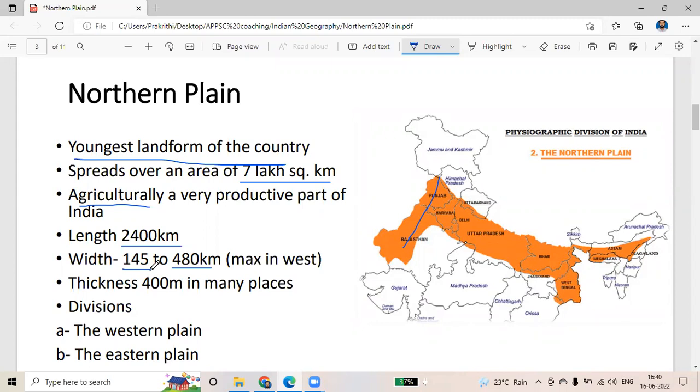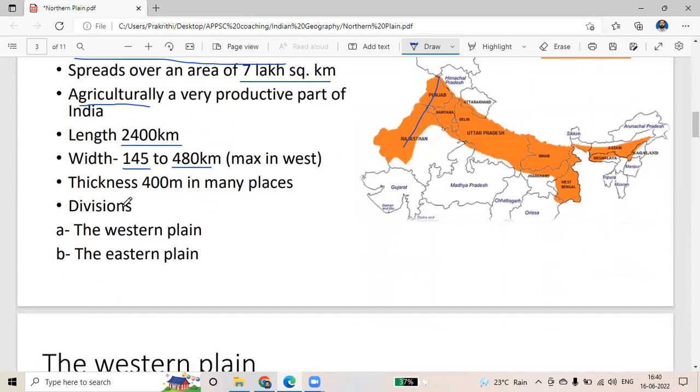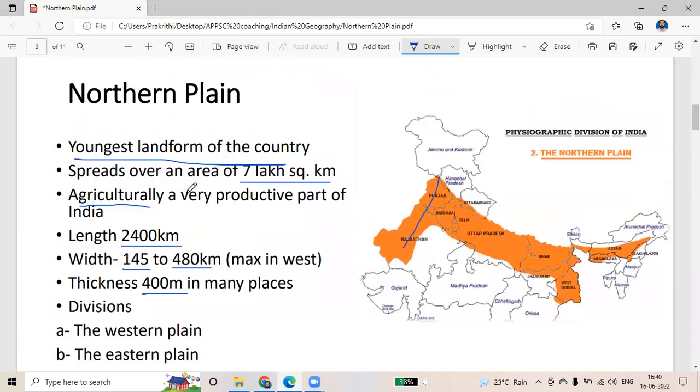That much relevance is given to this northern plain. And its thickness, that means its depth, goes up to 400 meters. Going that deep, almost half a kilometer is its depth, its alluvium deposit in this area. So these are the major characteristics.